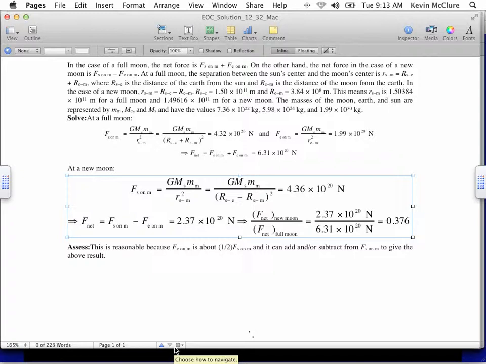Yeah, so they do the gravity calculations, and then they do the difference, the one with the subtracted, and then they take the ratio of both and get that. So the sun and moon.